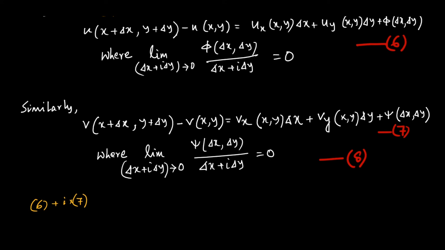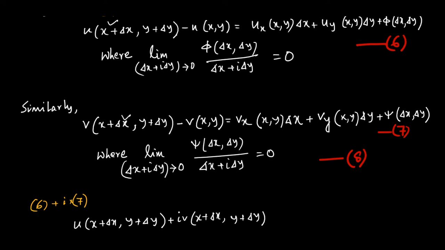This i is square root of minus 1. 6 plus i into 7. Can you tell me what I'll be getting? I'll be getting u(x plus delta x, y plus delta y) plus i v(x plus delta x, y plus delta y). This is the first term.